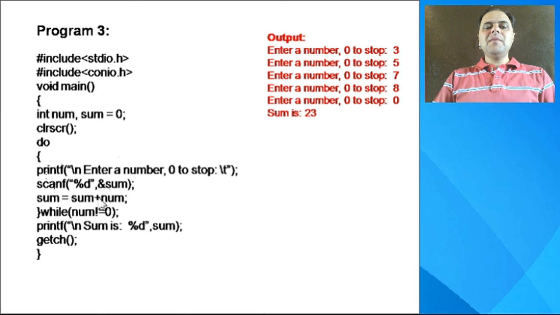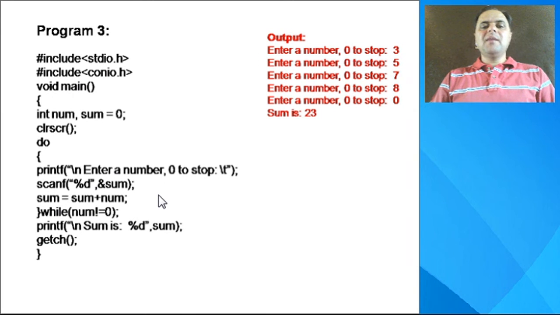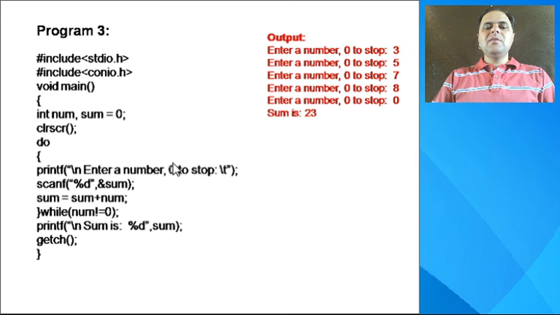Let's have another program here. We have to enter numbers and we will add those numbers, and if we enter 0, then we will stop entering numbers. So I have included two header files. I have taken two integer variables, first num, second sum, which is initialized to 0. So enter a number, and 0 to stop. You have to enter a number, and if you enter 0, then it will stop.